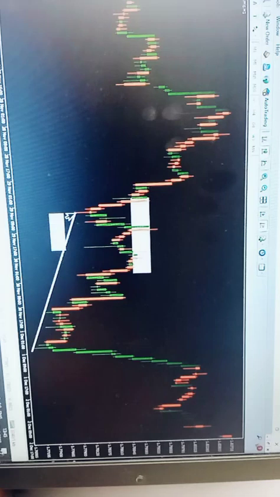This is the first time of the trend line. This is the second time of the trend line. This is the third time. This is where you have to buy. Look at the major move.